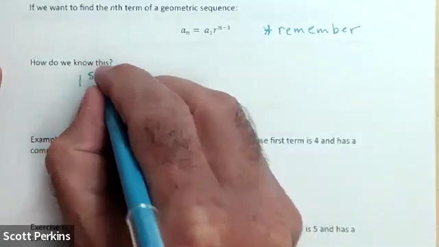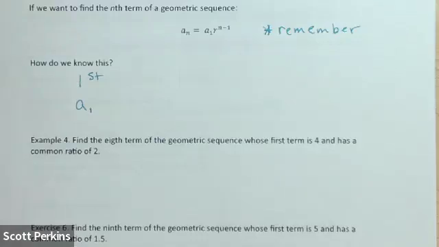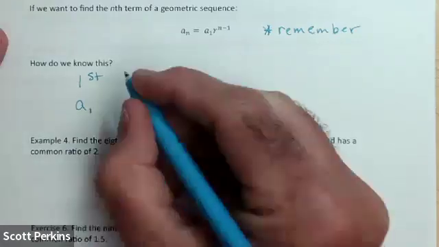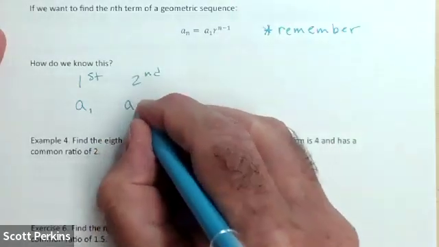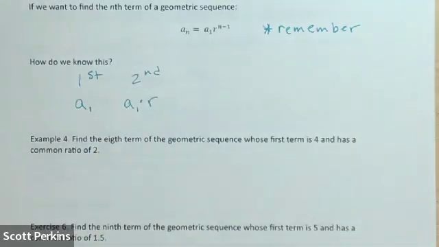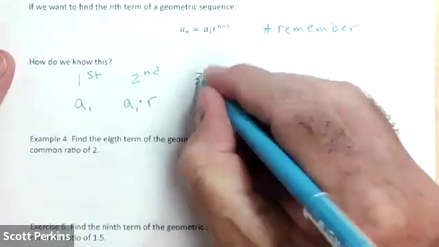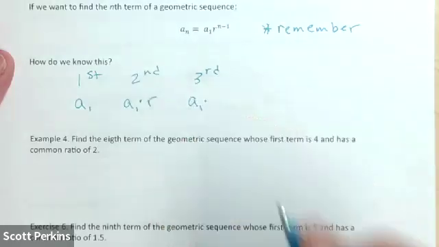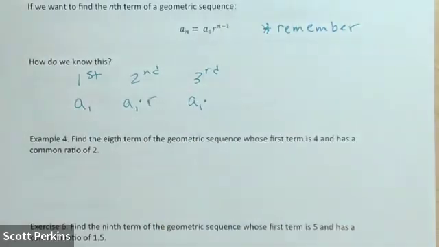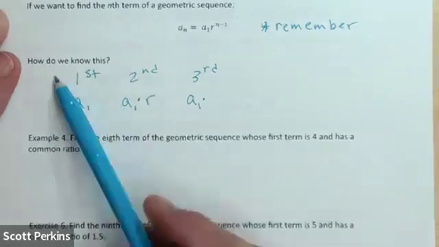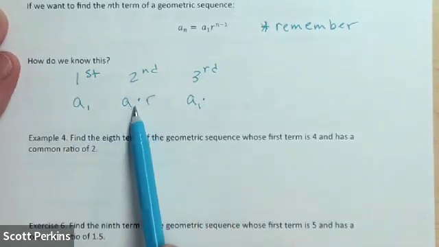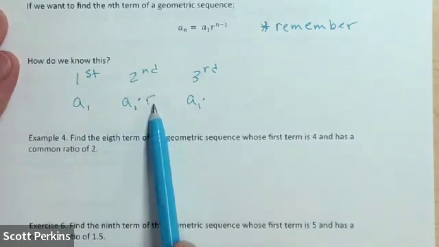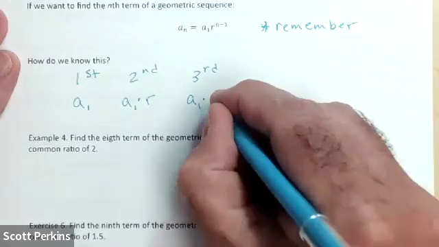The first term is a with a subscript 1. The second term is a subscript 1 times r, because that's what you do in the geometric sequence. We're going to multiply every time. So to get every successive term, we're going to multiply by r. So the third term is a subscript 1 times what? What do you think I'm going to multiply that by? Yep. I'm going to take the second term, a subscript 1 times r, and multiply by another r. And so r times r is r squared.